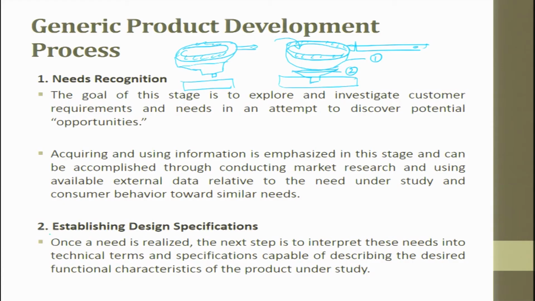Next is establishing design specifications. The customer will say, I want the product to work as comfortably as possible. So, this comfort has to be converted into engineering specifications. That is what we start doing, establishing design specifications. Once a need is realized, that we need to pour oil into a container, the next step is to interpret these needs into technical terms and specifications capable of describing the desired functional characteristics of the product under study.